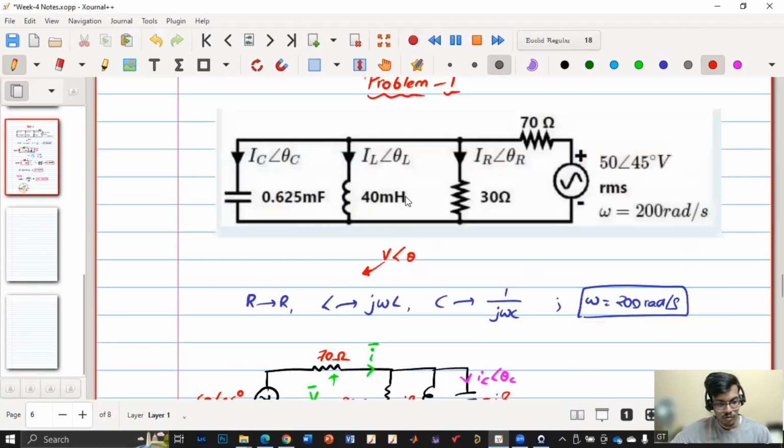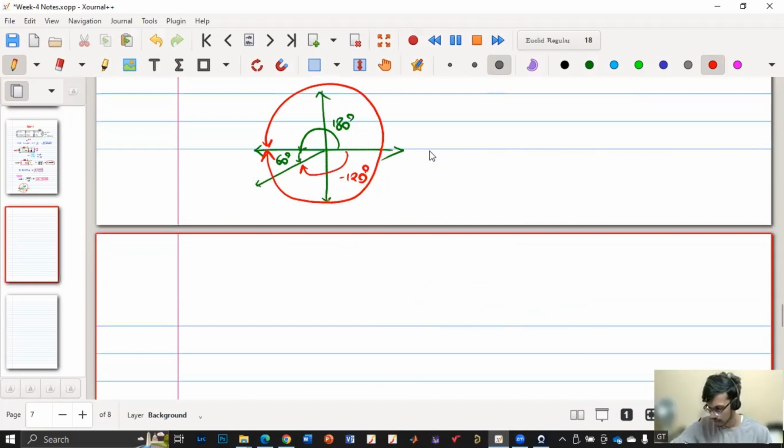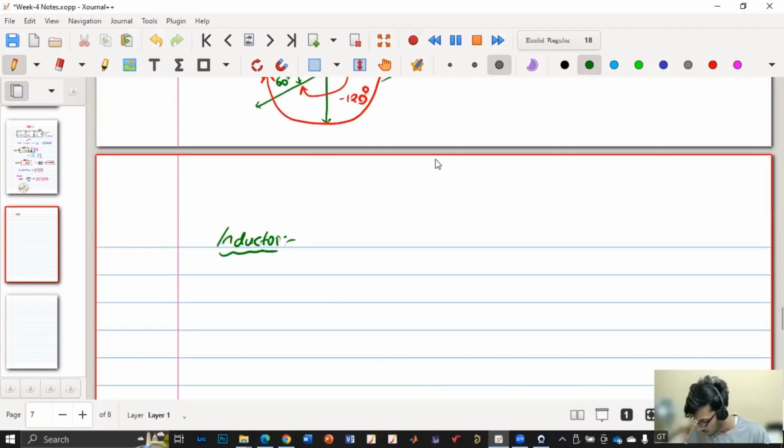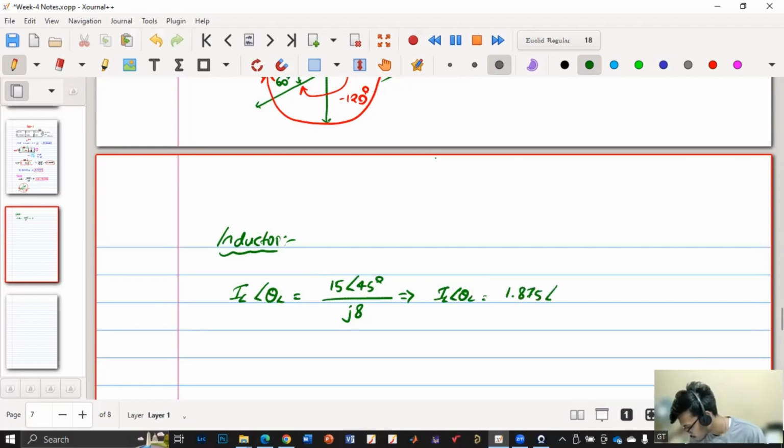Okay, so we have calculated IC angle theta C. Now IL angle theta L. How will I calculate it? V by XL. Yes, V by XL. Can you quickly calculate? IL angle theta L is 15 angle 45 degrees by J into 8. So IL angle theta L is 1.875 angle minus 45 degrees ampere. Kindly check, you'll be getting something similar.